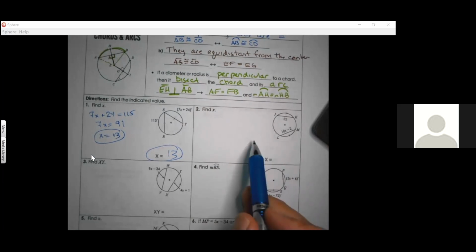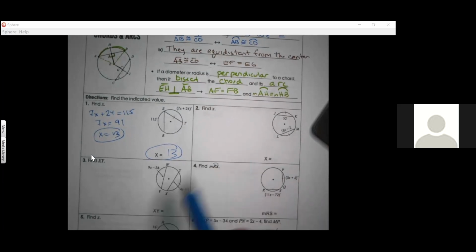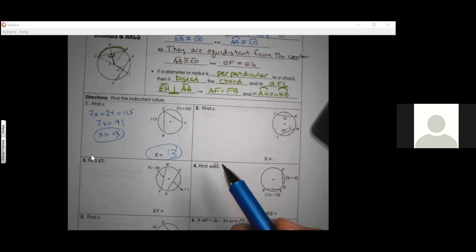Easy peasy, right? This one you'll find virtually the same. It might be a case where they give you the arc is the same and you have to say that the chords are the same, but it's still going to be a very straightforward algebraic solving. Those will be part of your homework.